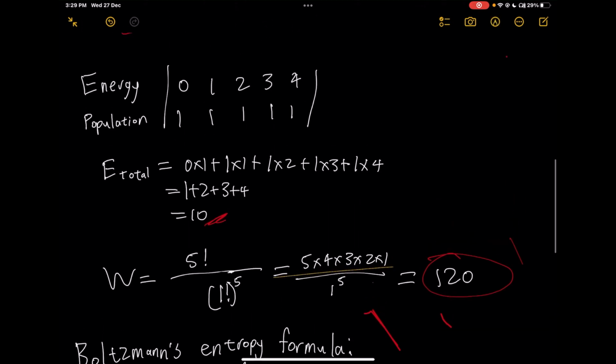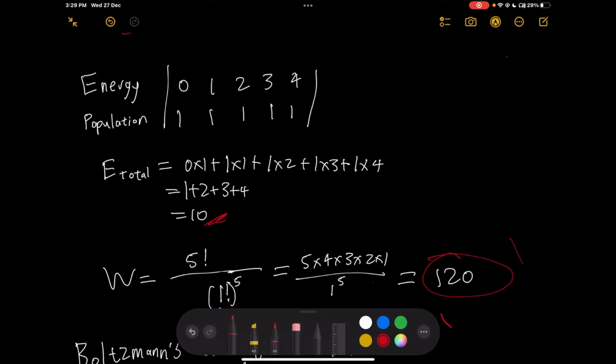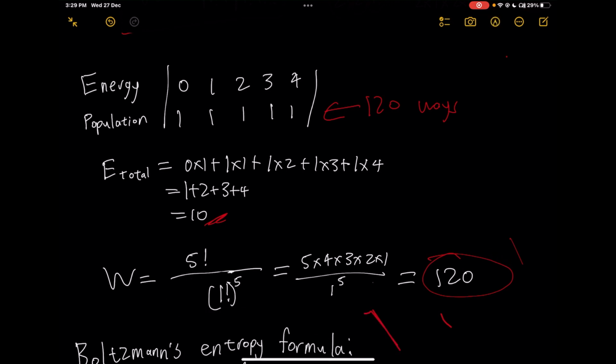So what does it show? It shows that there are 120 ways to distribute the five molecules in energy states like this. And remember that we assume that these molecules are distinguishable from each other. So we really do have 120 ways to arrange them in this pattern.